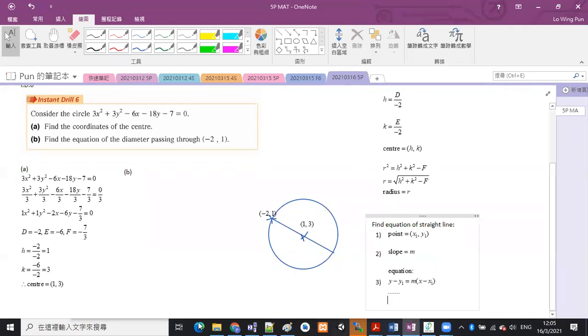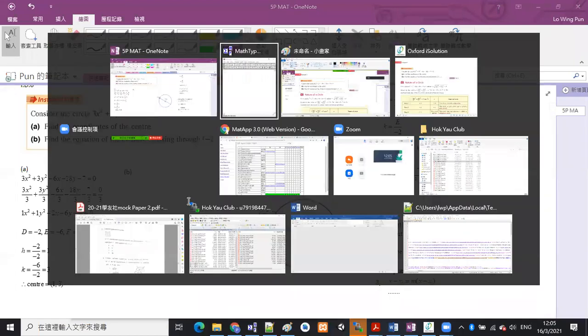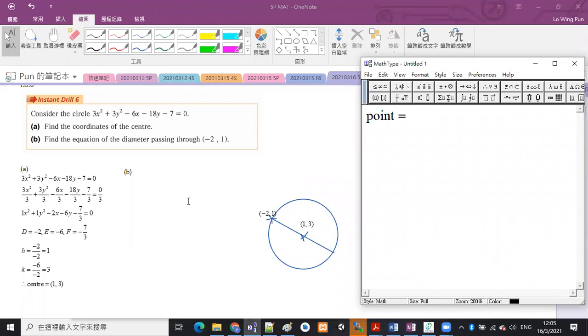Do we have a point? Yes, we have 2 points, and we will choose the point with no negative number, so I'm going to choose 1 and 3. Do we have the slope? No, but we can calculate the slope because we have the coordinates of 2 points. y2 minus y1 over x2 minus x1 is calculated to be positive 2 over 3. Then we can write down the equation: y minus y1 equals m times x minus x1.